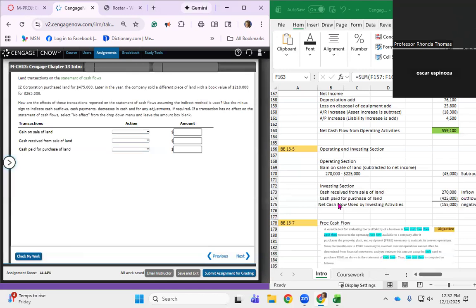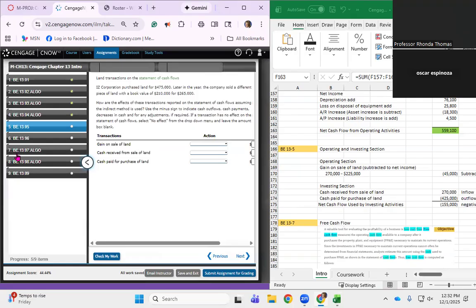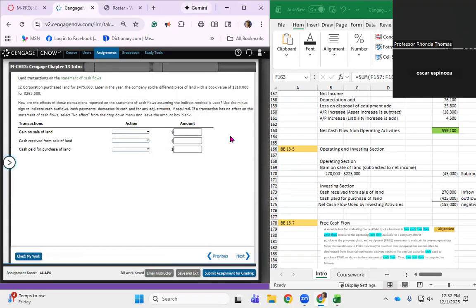All right, land transactions on the statement of cash flow. So it says IZ Corporation purchased land, purchased it. Okay, and this is 13.5, right? Yeah, okay. Purchased it for 475,000. Okay, we'll come back. Later in the year, the company sold a different piece of land with a book value of 210,000 for 265,000. So we had two activities in the investing section.